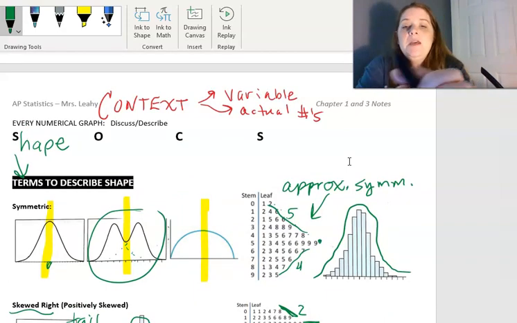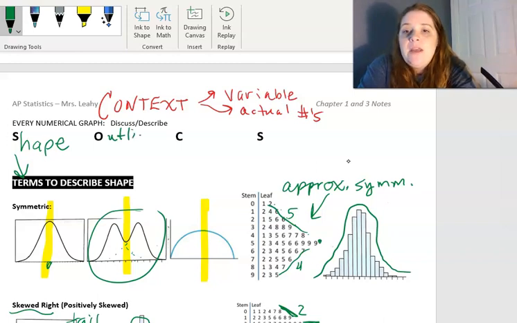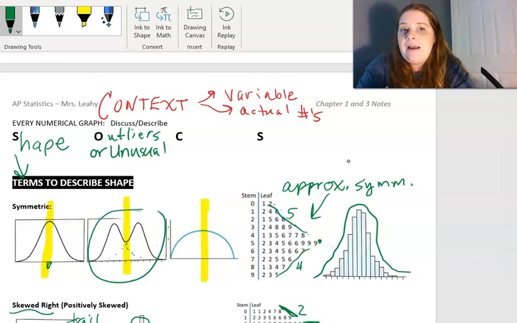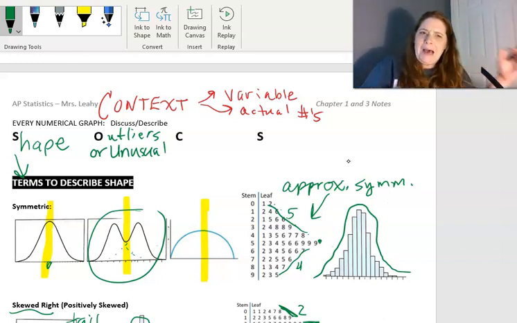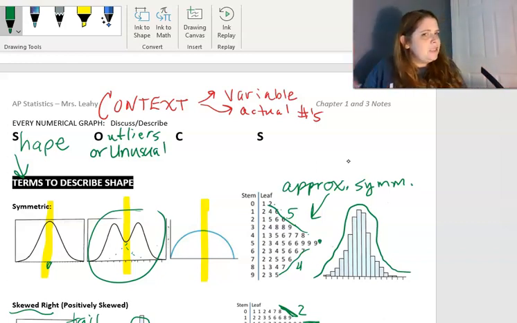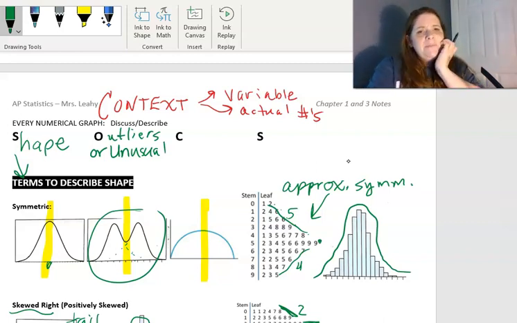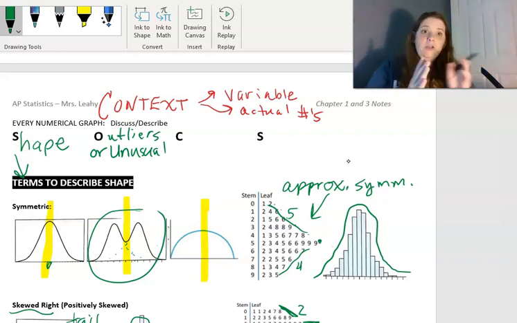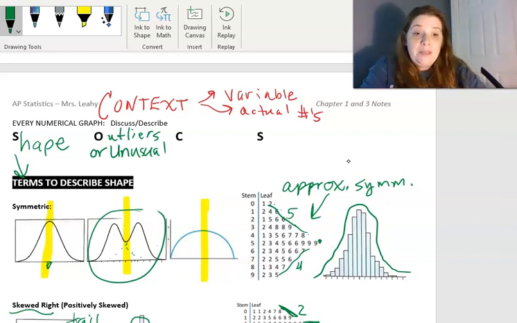So I start there. The other part of my SOCS, I've got the context in there, is I want to look for outliers. And outliers, we also want to throw in here anything that happens to be unusual. If there's anything that catches your eye about the graph, exceptionally high points that don't fit the pattern, exceptionally low points that don't fit the pattern, or are there little clusters? Is there a big gap in a certain area where we don't have anything? Those I would want to mention.